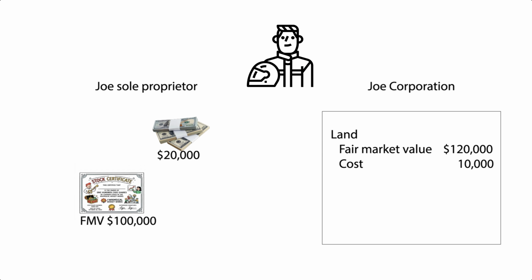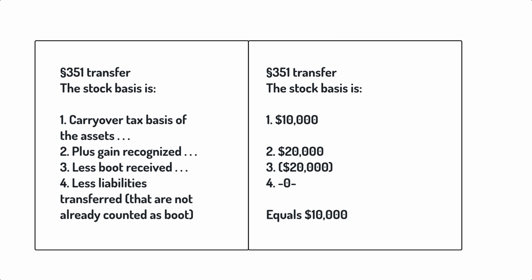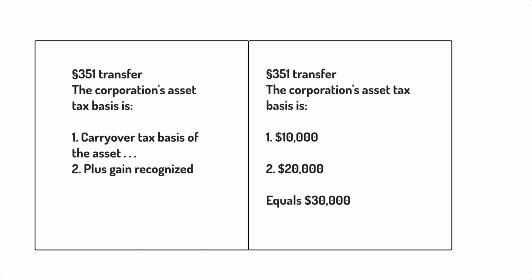Let's take a look again at our example where Joe incorporates his business. In this case, what we've already looked at is the stock basis, which is carryover tax basis of the assets plus gain recognized, less boot received, less liabilities. And that equals $10,000 in our example. The second part of this is what is the basis of the land that was transferred to the corporation? And it's simply the carryover basis of $10,000 plus the $20,000 of recognized gain. This makes the basis of the land to the corporation $30,000.